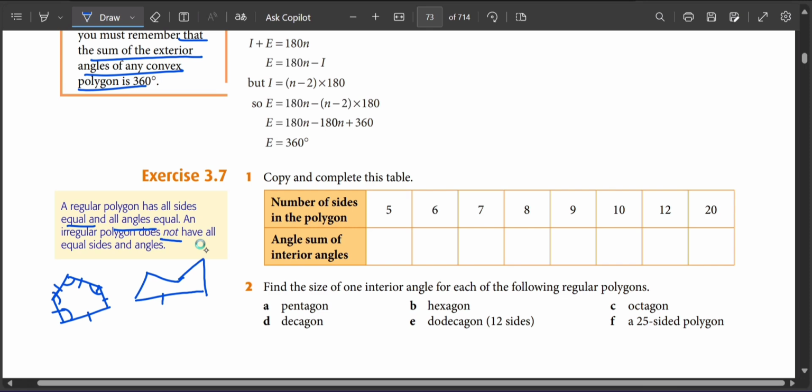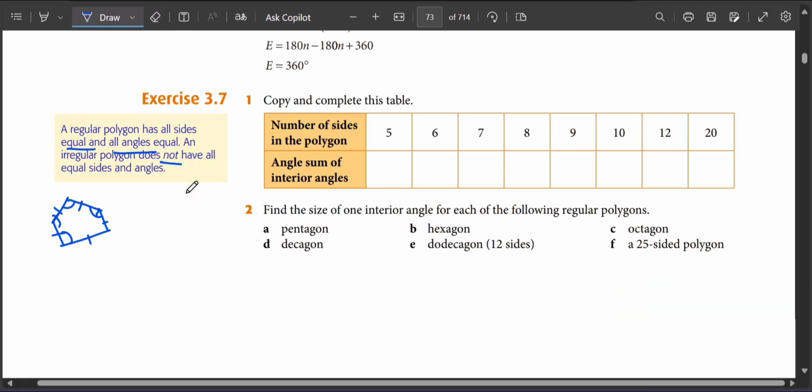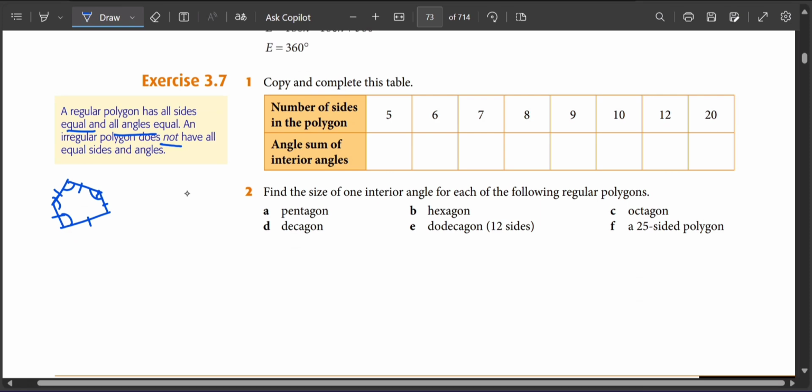Okay, copy and complete this table. Let's go to exercise 3.7. Number of sides in the polygon, angle sum of interior angles. So we can see that all we need to do is, अगर हमारे 5 हैं और अगर हमें एंगल निकालना है तो इसका मतलब क्या हुआ, हम लोग n-2 की बात कर रहे होंगे. ठीक है, n-2 यानी 3 को हम फॉर्मूला ऊपर लिख लेते हैं. Sum of interior angles.